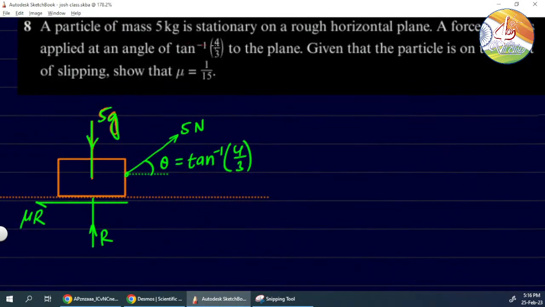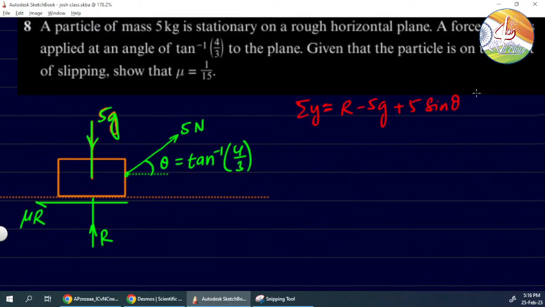So we have to find the value of mu. Again, start with sigma vertical, or y. R is upwards, minus 5g, then plus 5 sine theta. Correct.